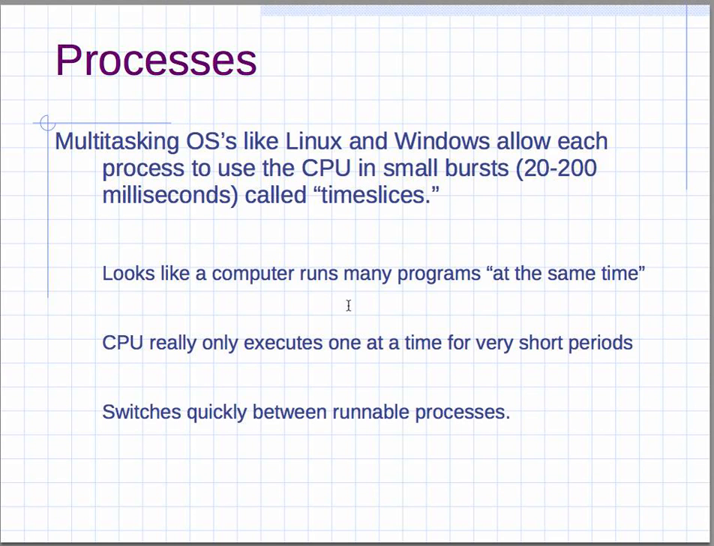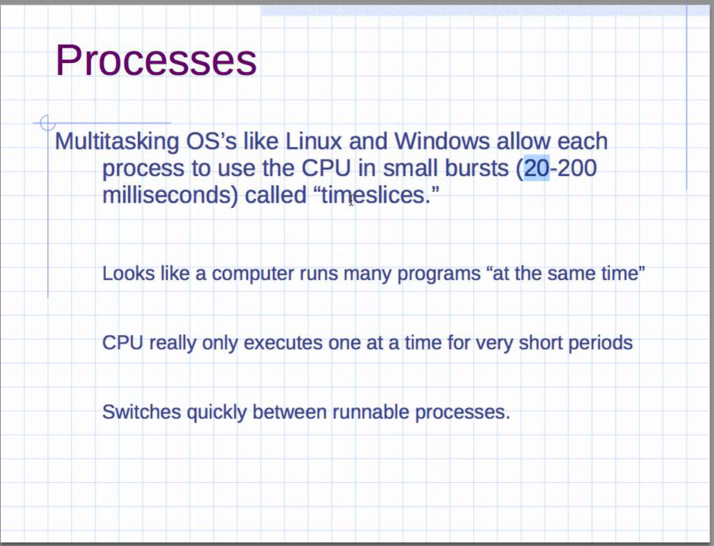Okay, so multitasking operating systems like Linux, Windows, Mac OS X allow each process to use the CPU in small bursts. They're not actually running at the same time on a single CPU. If you just have a single CPU, and actually a single core machine is hard to find these days, you would be able to see that the CPU switches between processes. Each process gets maybe a 20 to 200 millisecond time slice.